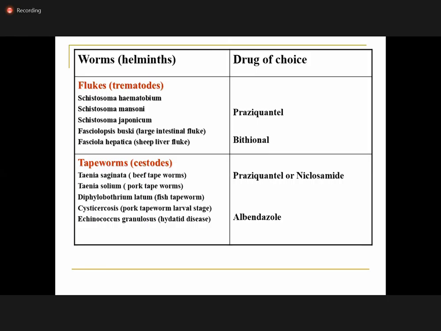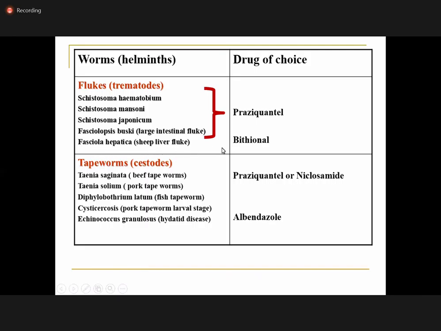Now the second group is the trematodes, also labeled as flukes: Schistosoma haematobium, Schistosoma mansoni are different examples. For all of the trematodes, this is very easy to remember, except for one type, Fasciola hepatica, the sheep liver fluke, in which the drug is different. Otherwise, generally, the drug of first choice against the trematodes, against the flukes, is praziquantel. This you must know. Bithionol is the specific drug effective against Fasciola hepatica, the sheep liver fluke.